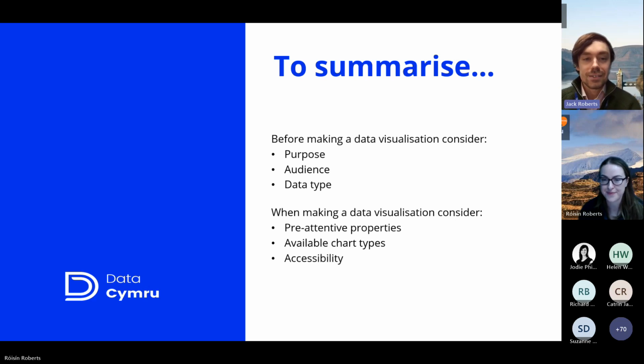Thank you, Rashid. So just to summarize at the end of our session then, before you make a data visualization, you should consider the purpose, the audience, and the data type that you're working with in order to decide what type of data visualization you can and can't use and what type will be best for you. And also, when you're making a data visualization, consider pre-attentive properties that can help you to get your information across more effectively, the chart types that are available to you, and accessibility in order to make sure that your charts and your data can be accessed by anyone who needs it.